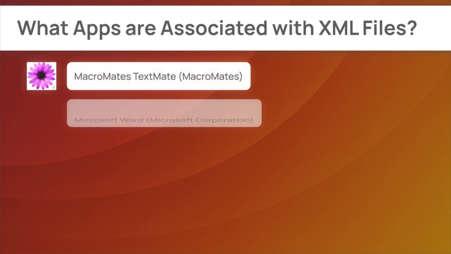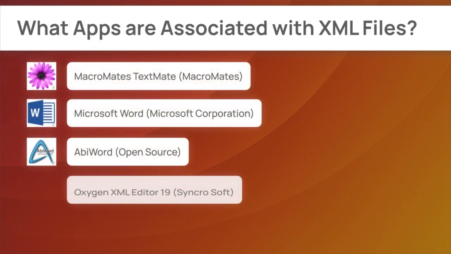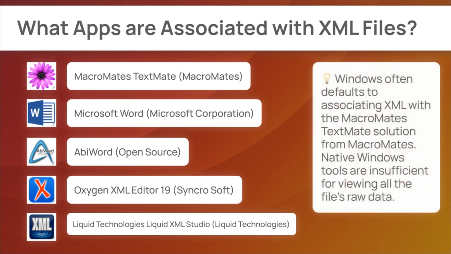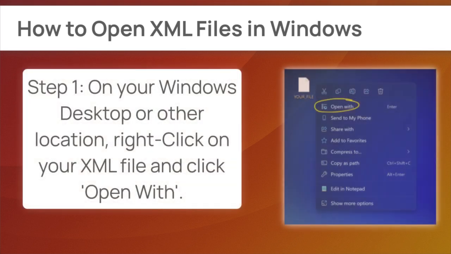Most installations default to associating Macromate's TextMate from Macromates with XML. The operating system provides little information on the file's internal components. Windows provides straightforward support for reading and modifying text files. We'll begin by checking potential openers.